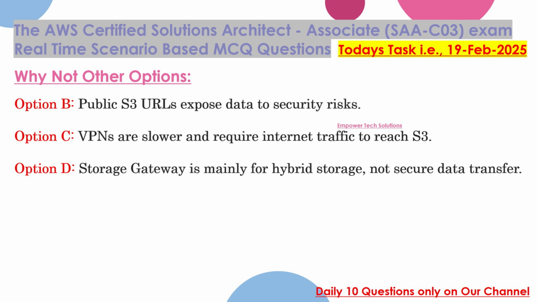Why not other options? Option B. Public S3 URLs expose data to security risks. Option C. VPNs are slower and require internet traffic to reach S3. Option D. Storage gateway is mainly for hybrid storage, not secure data transfer.